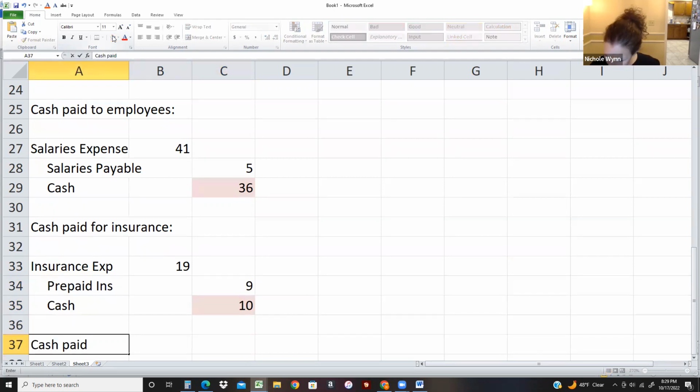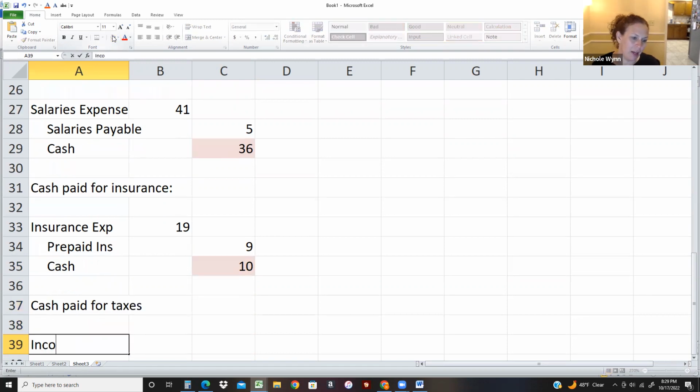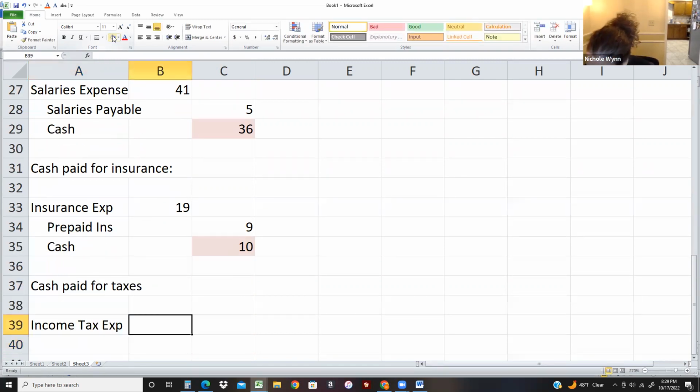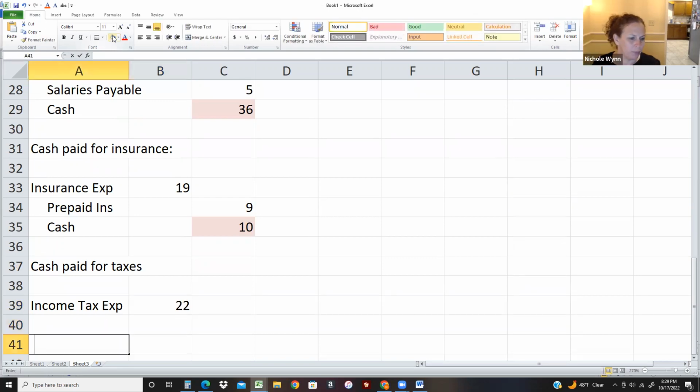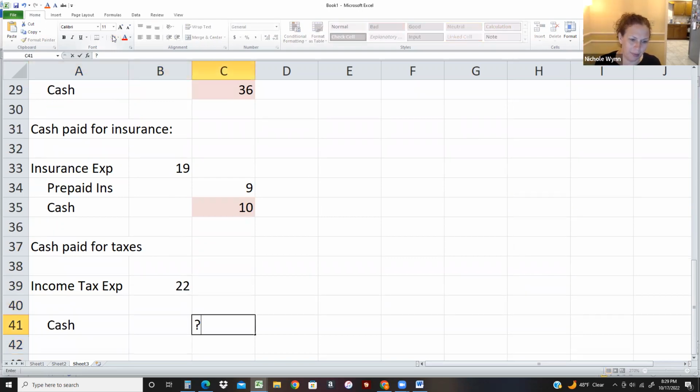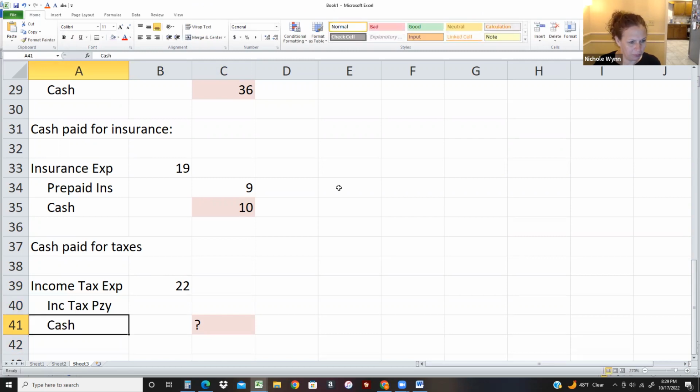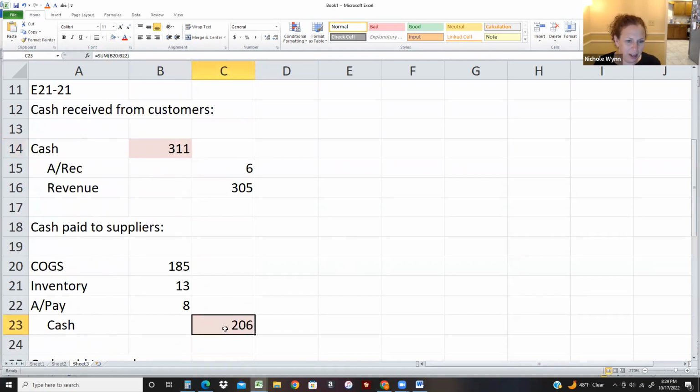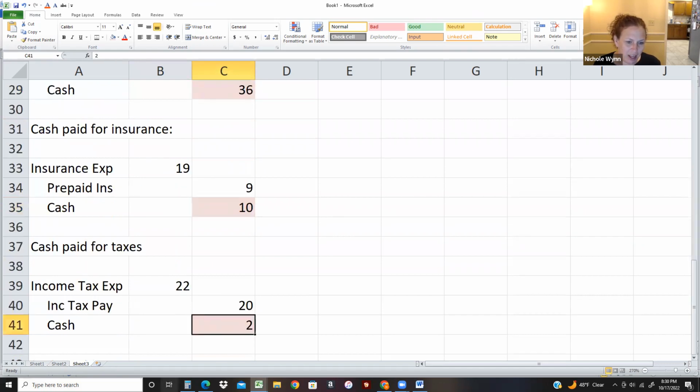And then cash paid for taxes: debit income tax expense. The income tax expense is 22. I don't know cash paid; that's the number I'm finding. And then income tax payable increased. That's a credit. Income tax payable is a $20 credit, so we only paid $2. That's weird. Okay, so it asked me to find those items A through E, and I just found those. The answers are 311, 206, 36, 10, and 2.